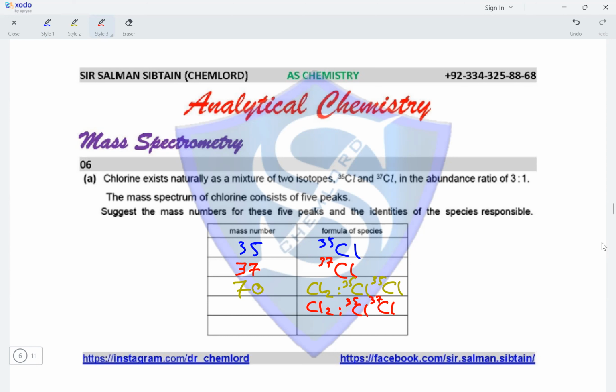So this would give us a mass of 72, and we can have yet another molecule of chlorine with both isotopes present as Cl37, with the grand total Mr value of 74. Therefore, we will have five peaks in the mass spectrum of chlorine having masses of 35, 37, 70, 72, and 74.